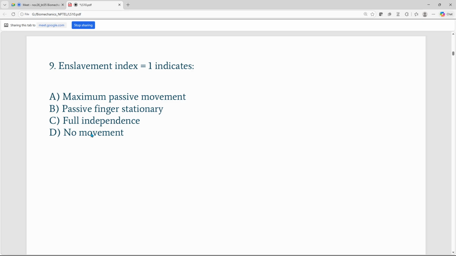What does an enslavement index of 1 indicate? Options are option A, the passive finger moved maximally with the active finger. Option B, the passive finger stays stationary during active finger movement. Option C, the active finger moved independently of passive fingers. Option D, the passive finger did not move at all.